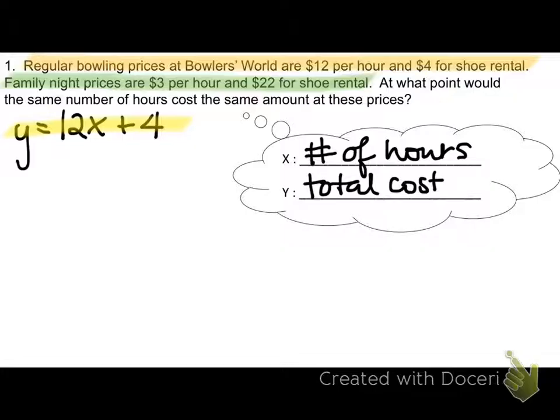Now let's do our equation for the family night. So family night prices are $3 per hour plus $22 for your shoe rental. Okay, so again, that's the family night prices. That would be our green. Now that we have the two equations, honestly, that's the hardest part of these word problems, getting all the information organized and put into two equations.